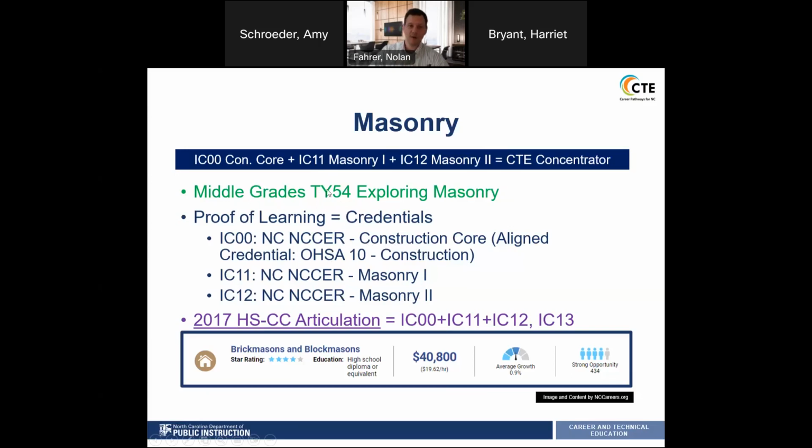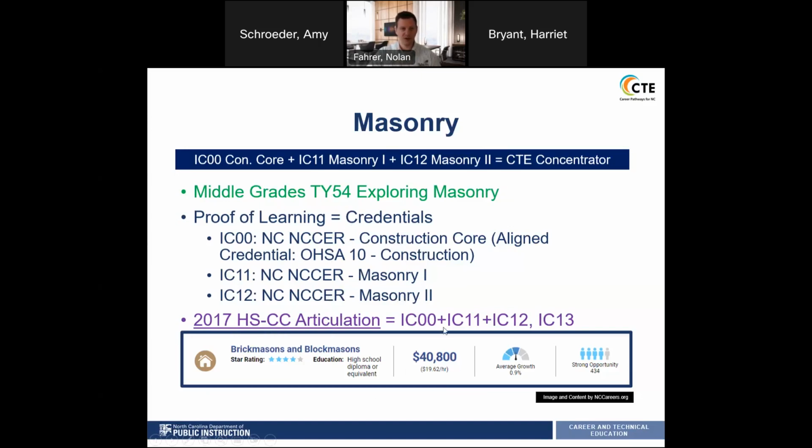We have middle school credentials in high school, and then we have articulation agreements also at the community college. So those courses are part of there. If they decide to go get an associate's degree, they'll get credit for those. Just a little snippet.